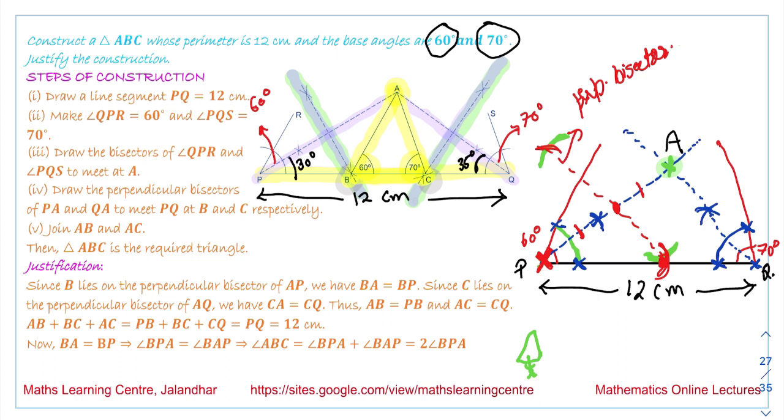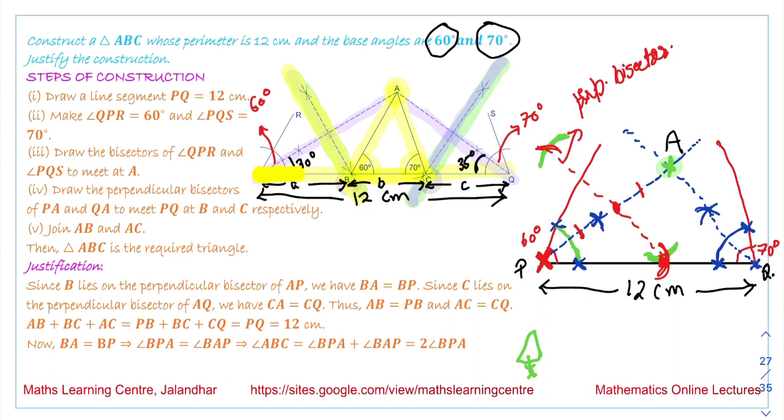Now suppose this length is A, this length is B, and this length is C. We are talking about these 3 lengths over here. Now as this line over here is the perpendicular bisector of PA, this is the perpendicular bisector of PA.